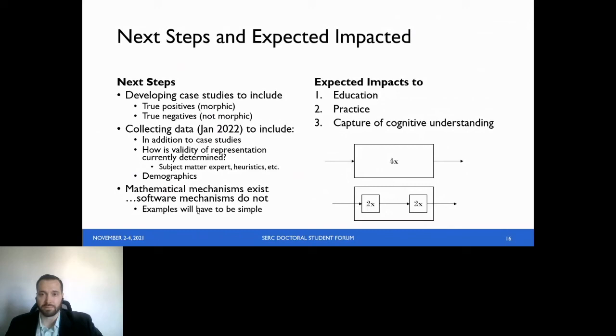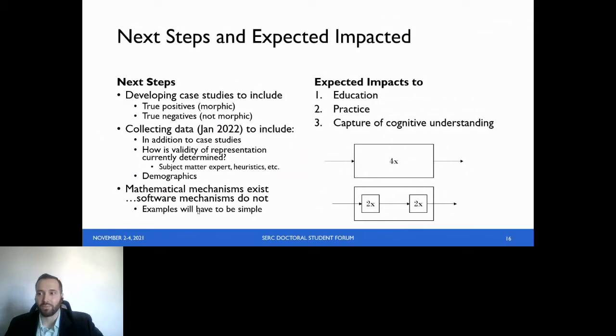Do we make assumptions? From what I've experienced in practice, a subject matter expert says, yep, it's valid, which is essentially like saying that we're using heuristics. What I'm saying is that if we use morphisms, then we can convert heuristic-based art into a science. Now, the mathematical mechanisms do exist. But unfortunately, right now, the software mechanisms to establish this understanding of these morphic relationships don't really exist.